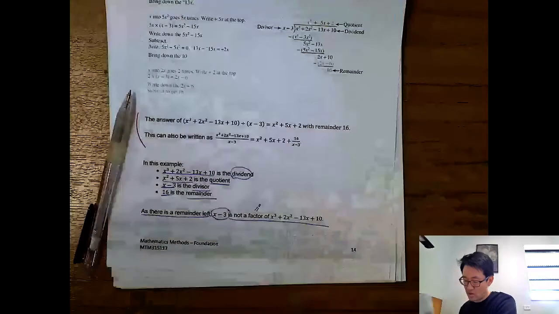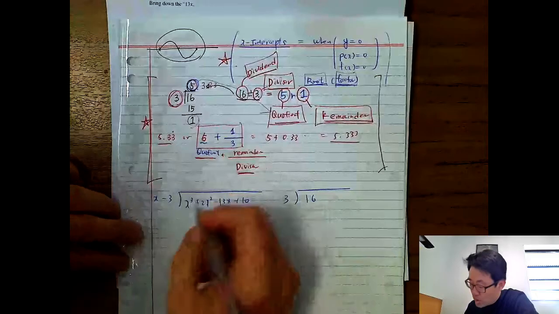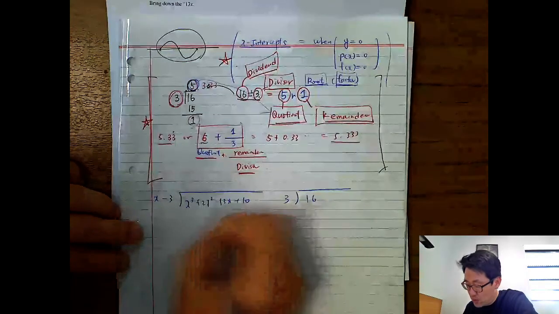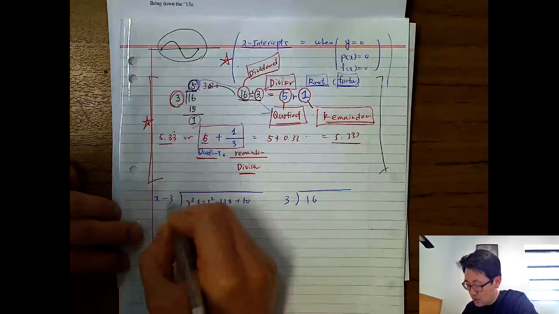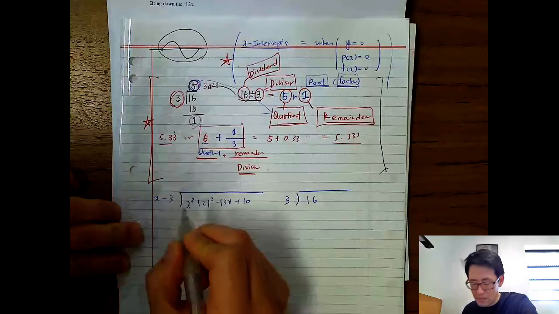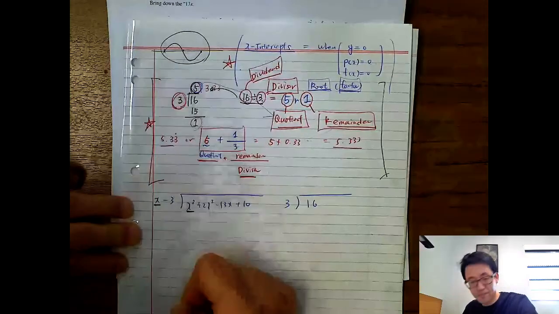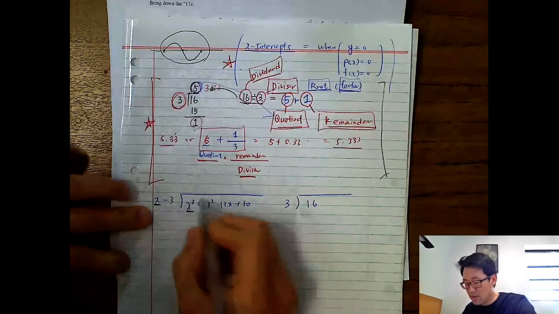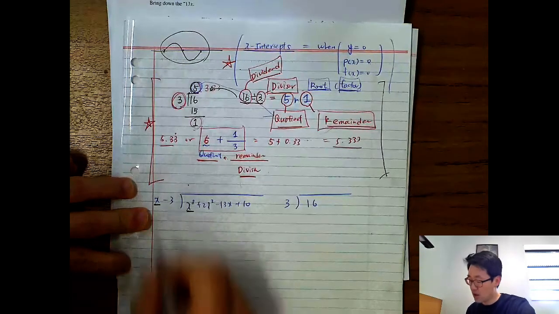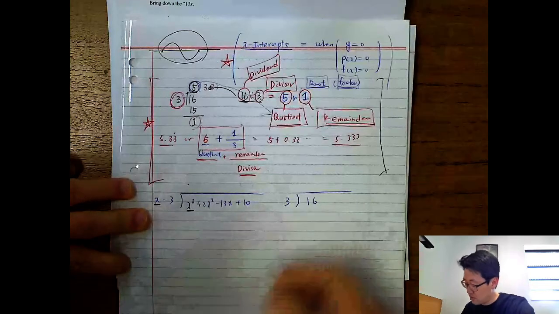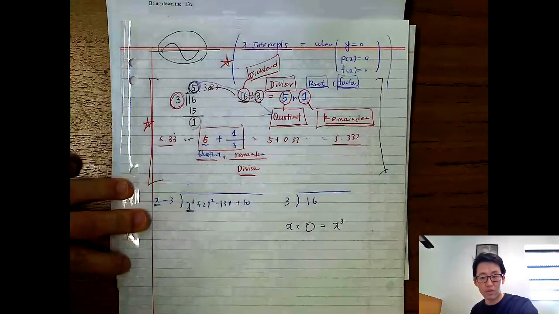I'll show you how to do it. Make sure you write down carefully with the order: power 3, 2, 1, and then divide by x minus 3. All you need to do is focus on the first term and first term. x times what can make x cubed? That's my aim.